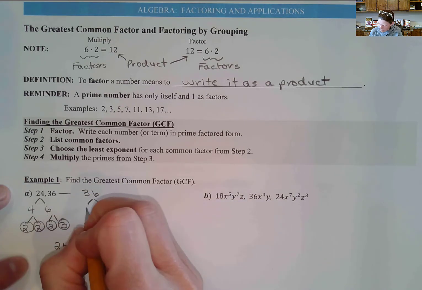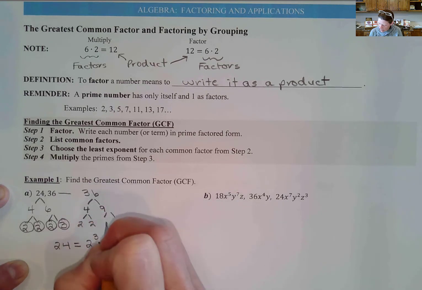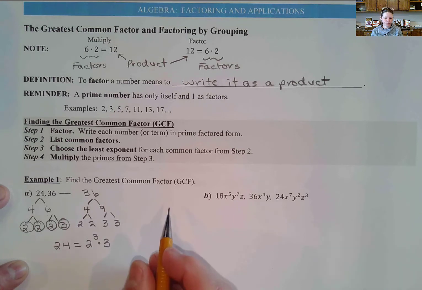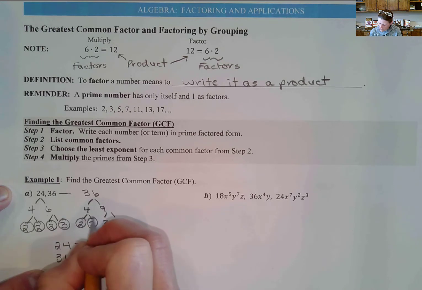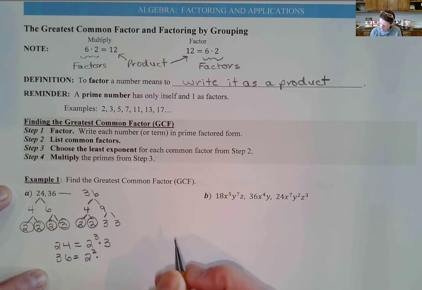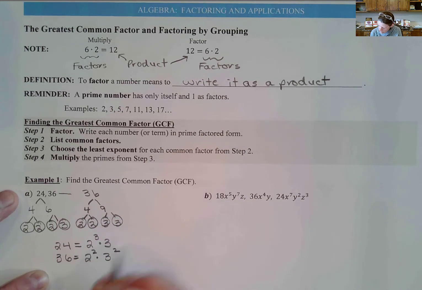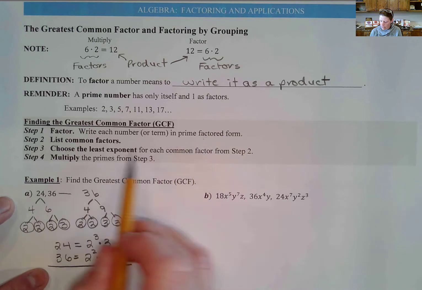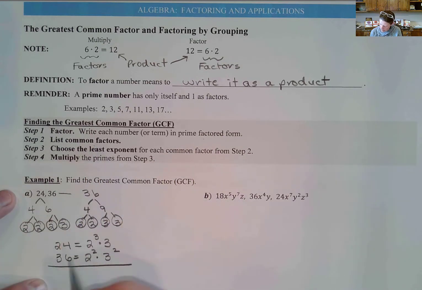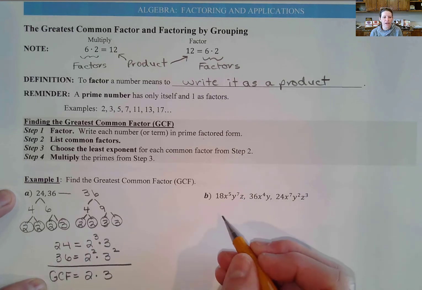Now let's do the same with our number 36. We can say that 36 is 4 times 9. 4 is 2 times 2, and 9 is 3 times 3. So we can factor 36 as 2 times 2, that is 2 squared, times 3 times 3, or 3 squared. Now that we have each of these factored into its primes, we're going to list the common factors. So our greatest common factor contains the factor 2 as well as the factor 3. Those are common to both factorizations.